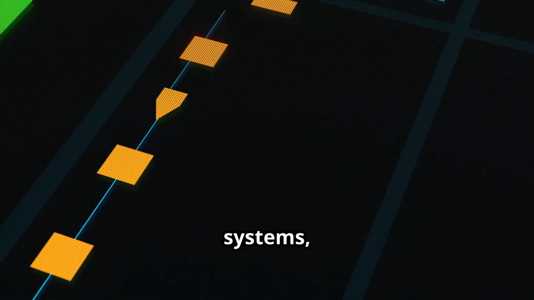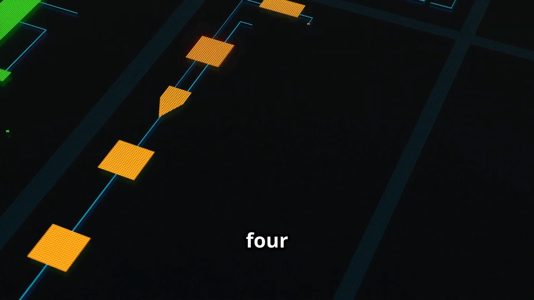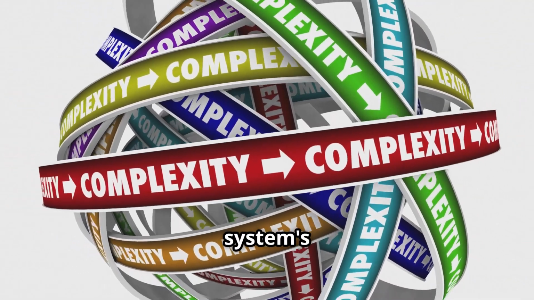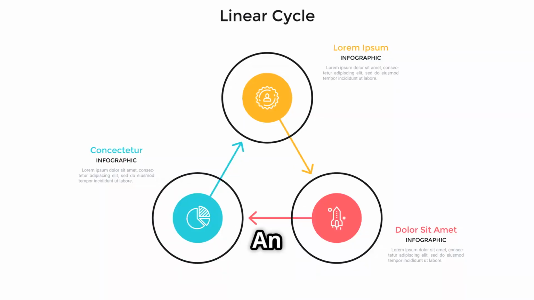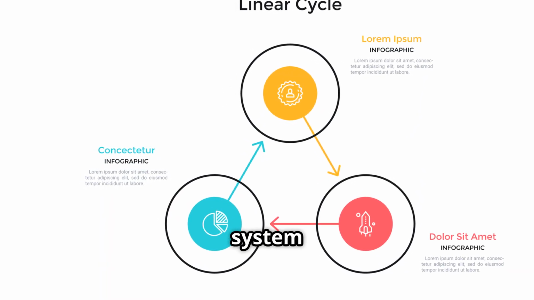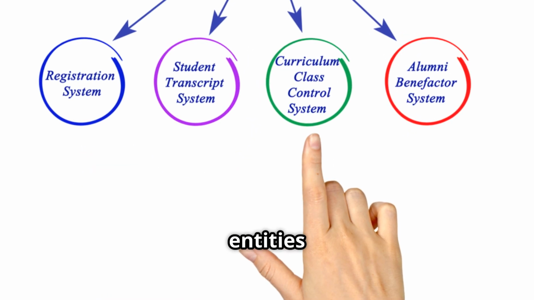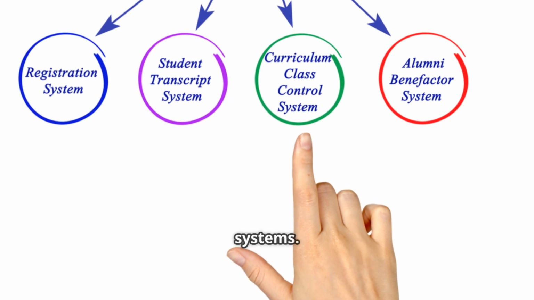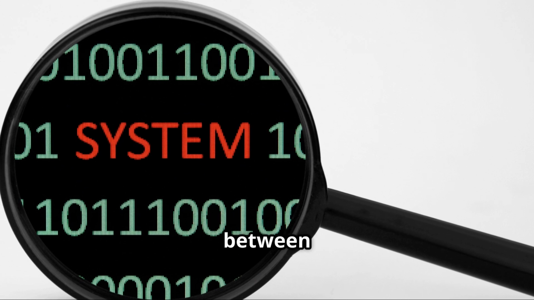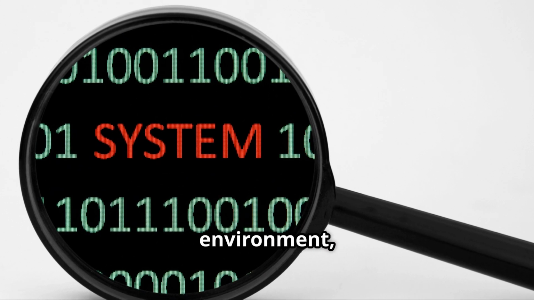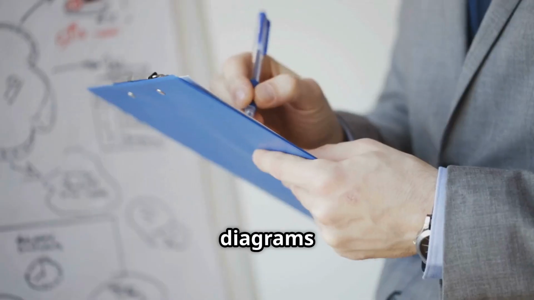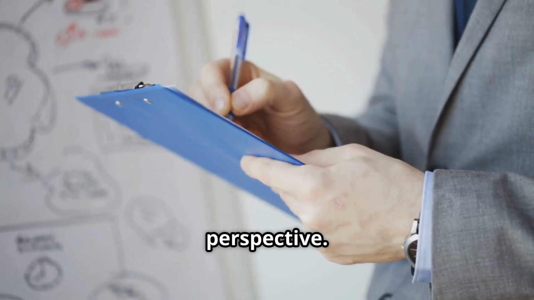When modeling systems, we consider four key perspectives. External perspective. This models the system's context or environment. An example would be a context diagram showing the system and external entities like users or other systems. Interaction perspective. This focuses on interaction between the system and its environment, or between system components. Use case diagrams and sequence diagrams fall under this perspective.